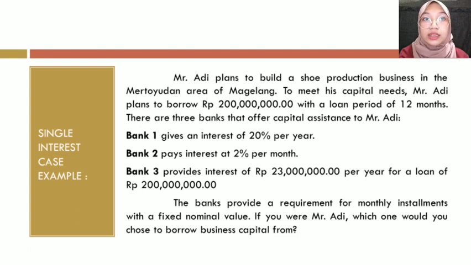Bank number 1 gives an interest of 20% per year. Bank number 2 pays interest at 2% per month. And then bank number 3 provides interest of 23 million rupiah per year for a loan of 200 million rupiah. The banks provide a requirement for monthly installments with a fixed nominal value. If you were Mr. Adi, which one would you choose to borrow business capital from?